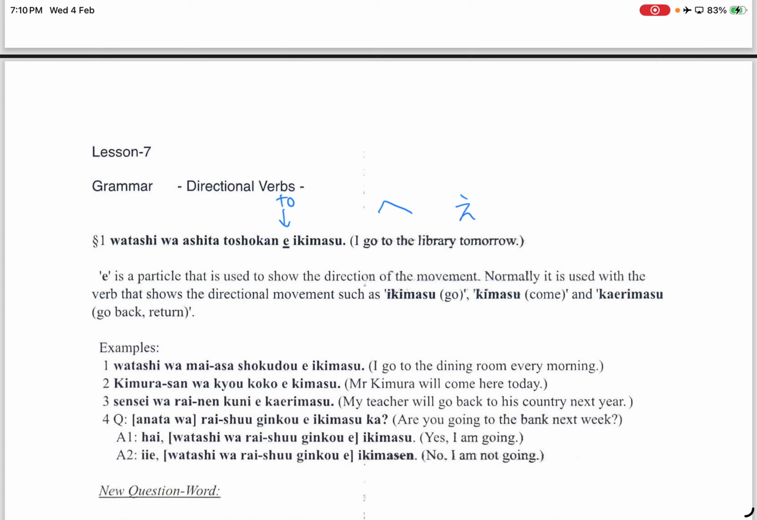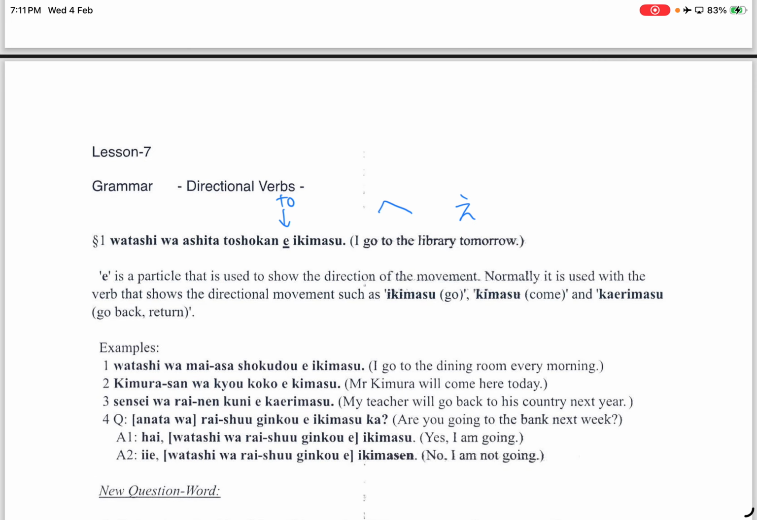Okay, lesson 7. Let's talk about the recap for lesson 7. In lesson 7, we learned a new type of verbs. This type of verb is called directional verbs. Directional verbs simply means we show a direction of where we are headed to. In this case, we learned 3.